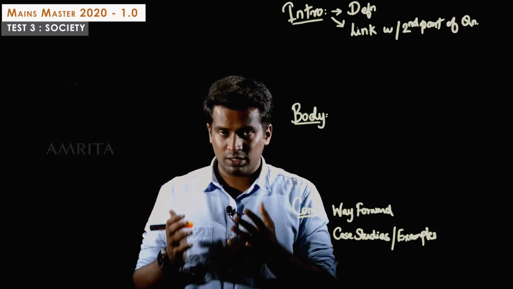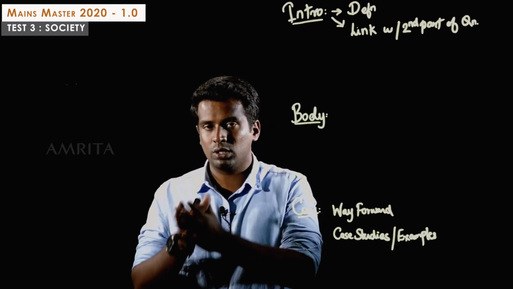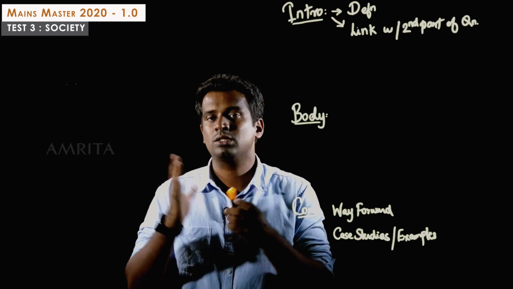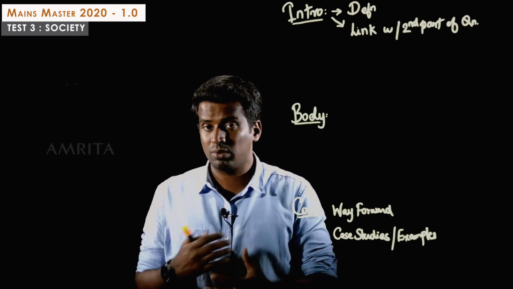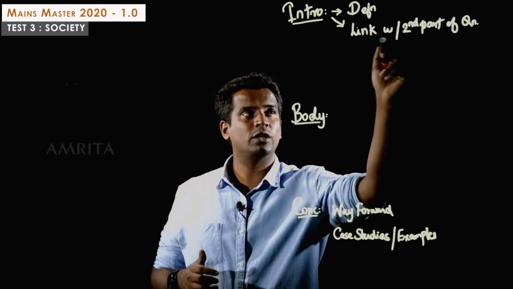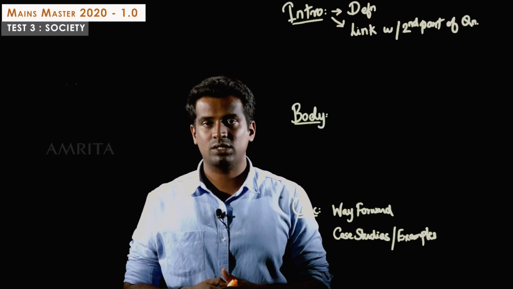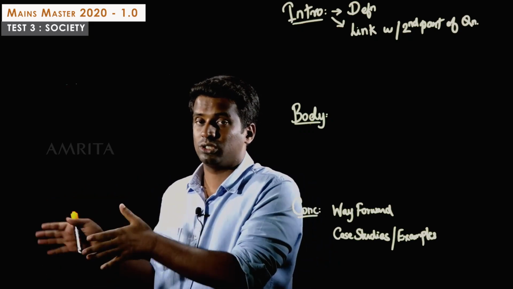And this reservation system was brought about to counter the deep-rooted caste system and its problems. So that was the idea behind bringing forth this reservation system. That can be your definition. Now, how do you link it with the second part of the question? The second part of the question says how this has diluted the stigma of the caste system, especially with regards to the reservation among the upper castes.